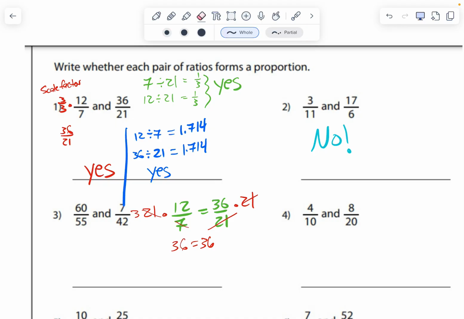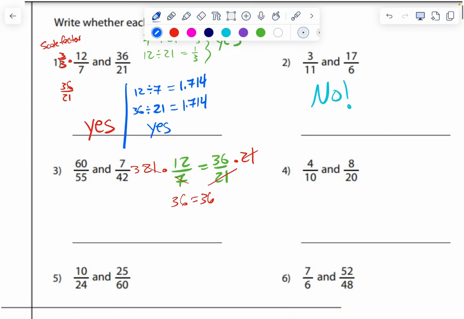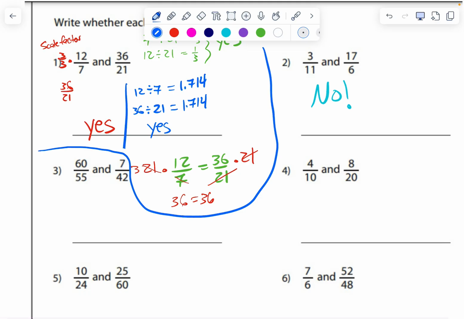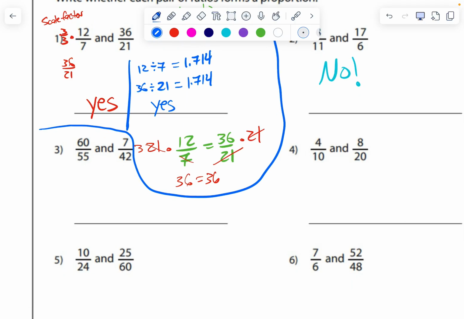Let me get that so you can see it's a 7. Organized okay for you. Let's try this one. Number 3. Let's just think in your head, is it a proportion or not? And then I'll just have you say yes or no. Okay, go ahead and vote.